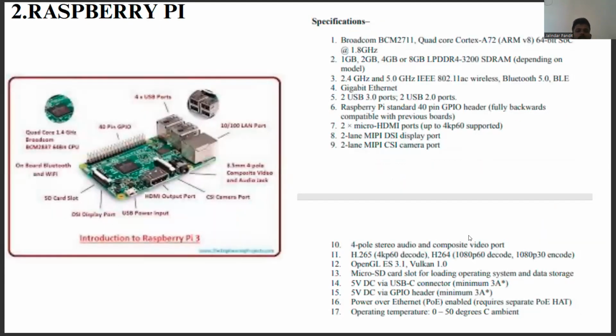So these are the Raspberry Pi specifications. Raspberry Pi RAM: it comes with different RAM options, ranging from 1 GB to 2 GB, 4 GB, and 8 GB.